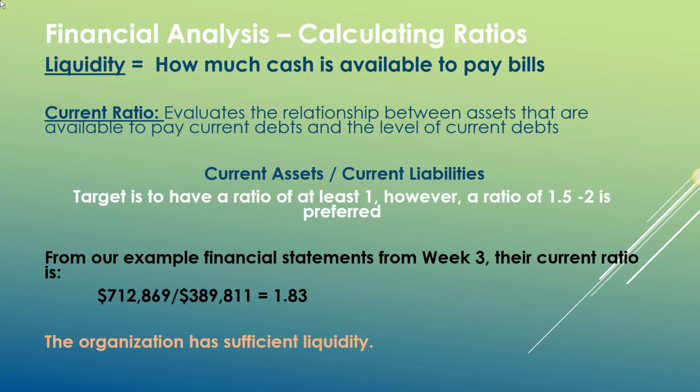So from our example financial statements from last week, we had current assets of $712,869 and current liabilities of $389,811. So we had a current ratio of 1.83. So that organization did have sufficient liquidity.